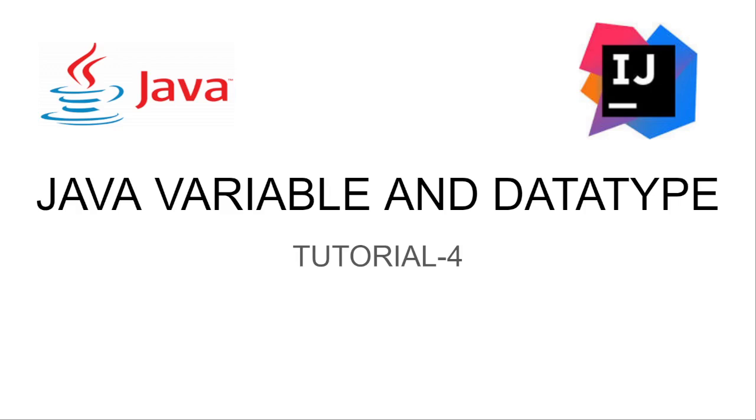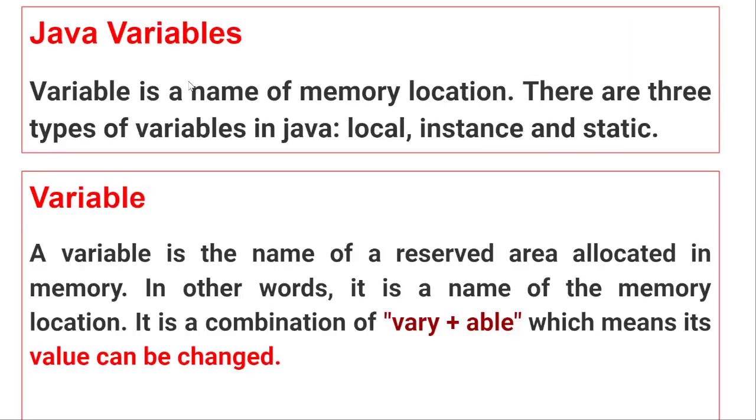In this video we are going to see Java variables and data types. What is a Java variable? A variable is a name for memory allocation. There are three types of Java variables: local, instance, and static.